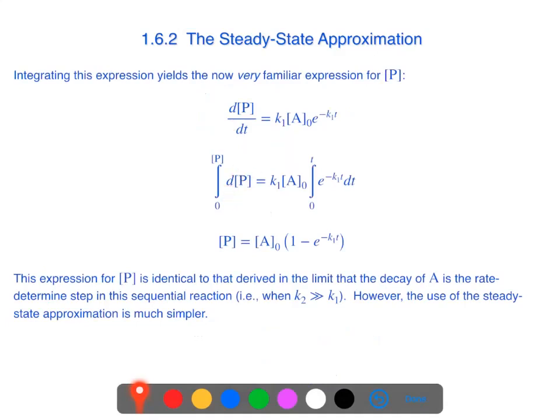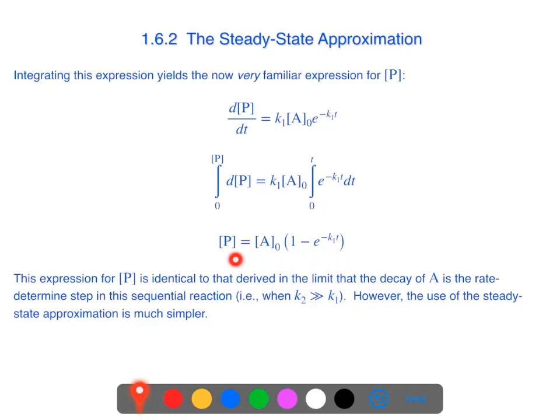So the integral of dP is just [P] minus 0. So we end up with the concentration of P on the left-hand side. k1 and [A]0, the initial concentration of A, those are constants, so they come out front. And we have our exponential term, and the solution for that ends up being, after some simplification, the product concentration being equal to [A]0 multiplied by 1 minus e^(-k1t).